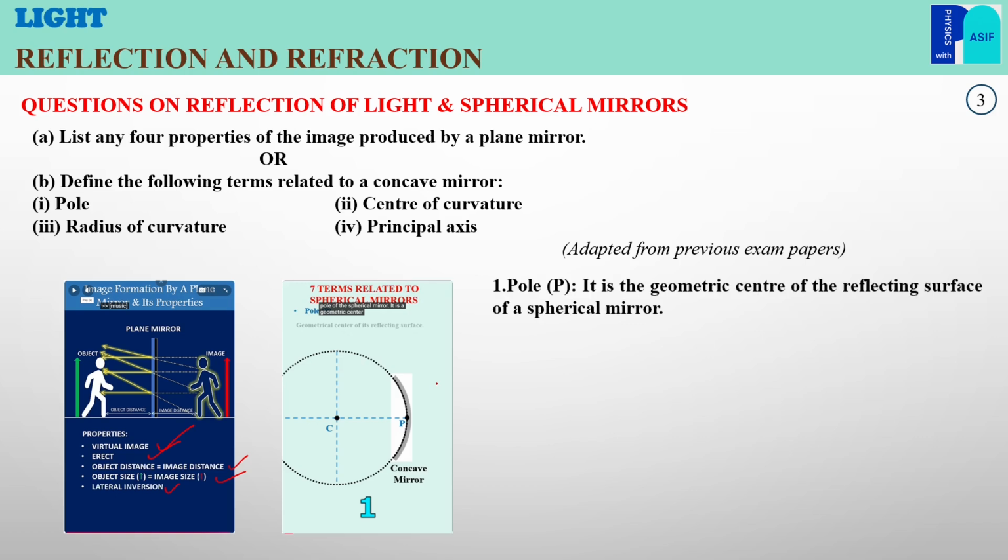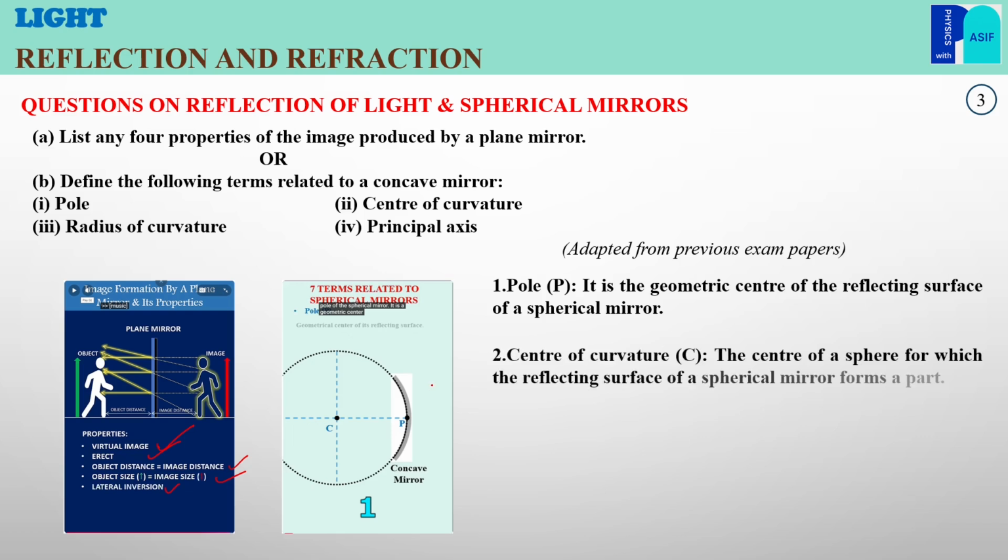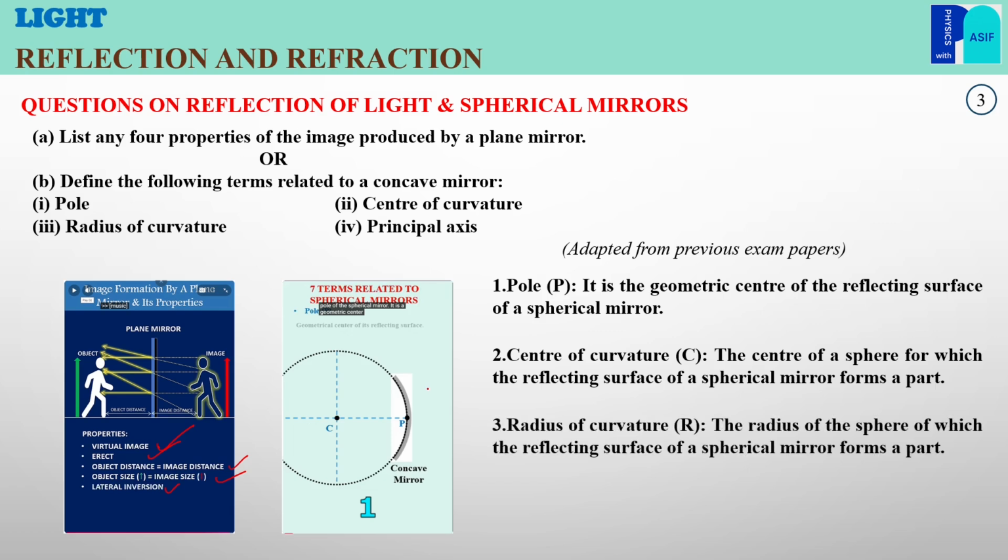Pole of a concave mirror. It is the geometric center of the reflecting surface of a spherical mirror, whether it is a concave mirror or a convex mirror. And center of curvature: the center of the sphere of which the reflecting surface of a spherical mirror forms a part. And third one, radius of curvature: the radius of the sphere of which the reflecting surface of a spherical mirror forms a part.